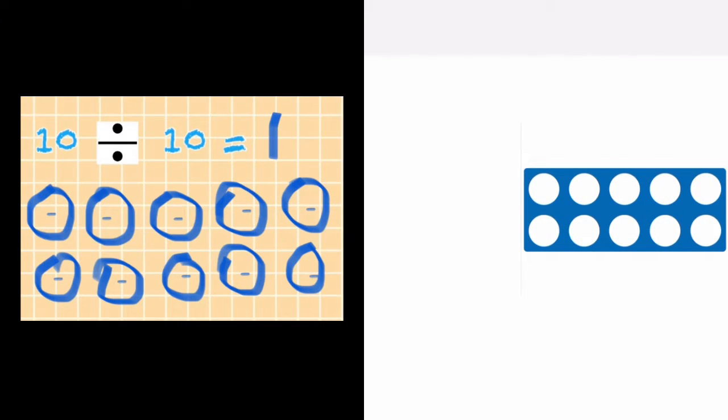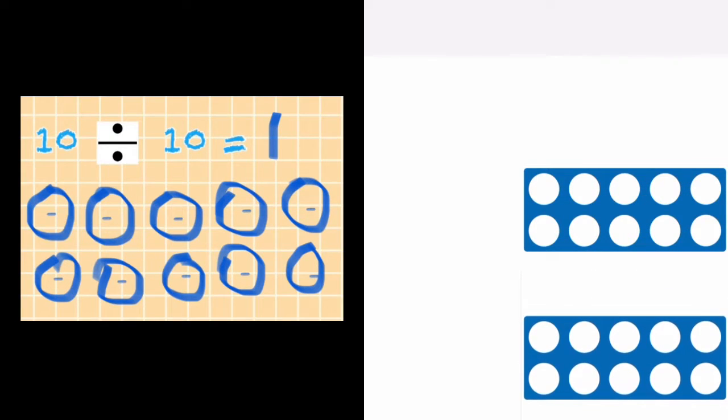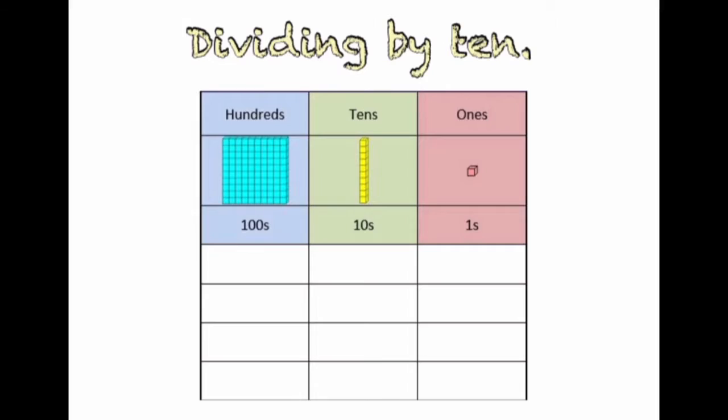But we could also think about how many 10s go into 10. It's much quicker to count in 10s and I can see 1 10. Let's have a quick look at what happens to our number when we divide by 10. So when we've got 10, we've got a 1 in the 10s column and 0 in the 1s.